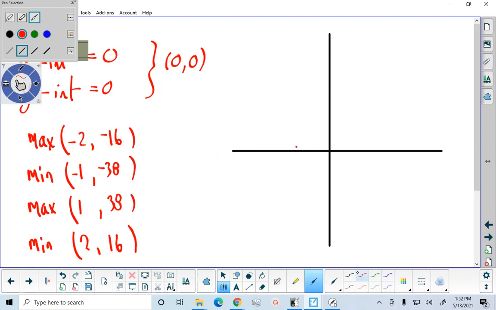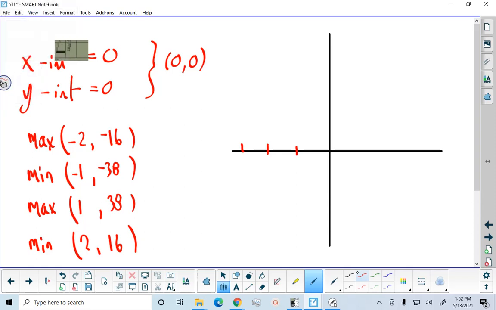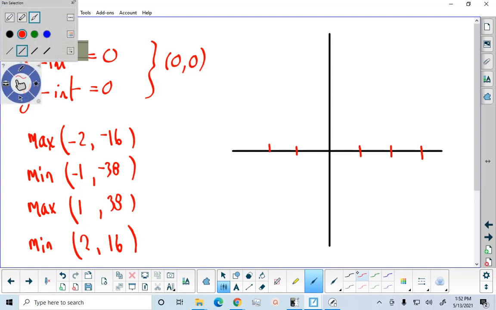I think I would go -1, -2, -3. And if you are a very type A personality, you might want to get out a ruler and measure things. I don't think it's necessary. You want to try to make it as accurate as possible, but it doesn't have to be perfect. So let's start putting in points.